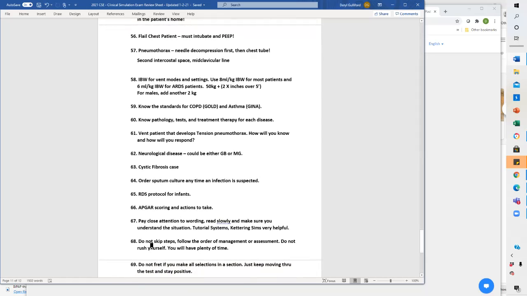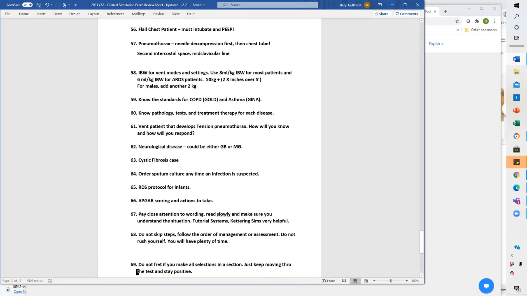Do not skip steps. You may early in the simulation think you know what's going on with the patient, and you might be right, but you would miss a lot of points by jumping to that conclusion, even if it is correct. So do not skip steps. Follow the order of management or assessment, and do not rush yourself. Oh, that's a very important point.